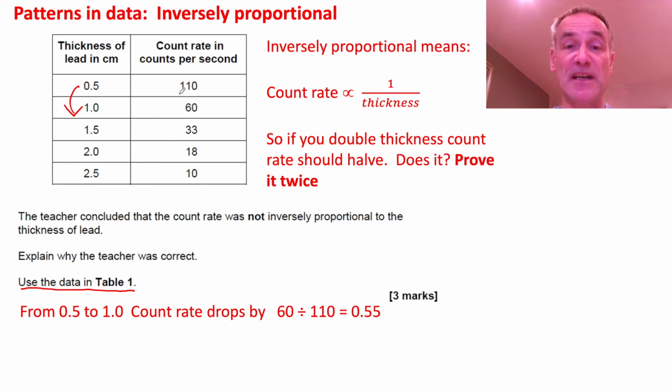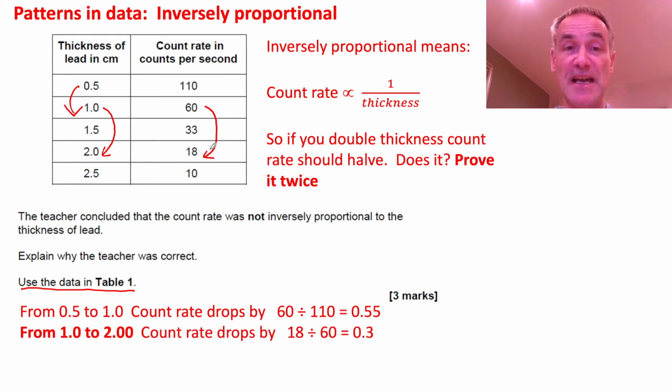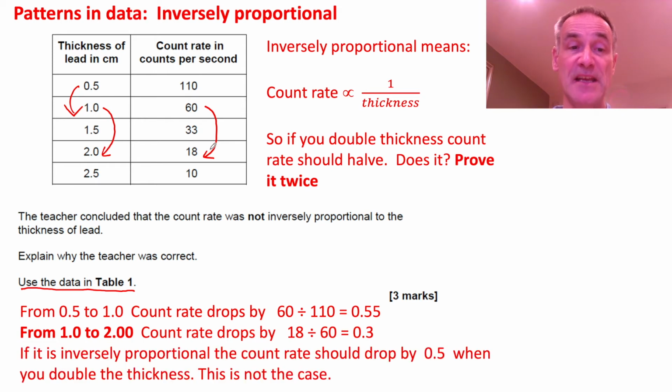So if I do from 0.5 to 1, we should find the count rate drops from 110 to 60. So 60 divided by 110 is 0.55, which is nearly a half, nearly. But let's have a look to see if it does the same again. So I'm going to go from 1 to 2, and this time it drops from 60 to 18. Now it should halve, and of course 18 divided by 60 is 0.3, not 0.5. So it clearly does not halve, which means that it's not inversely proportional because the count rate should drop by half when you double the thickness, and that's clearly not the case.